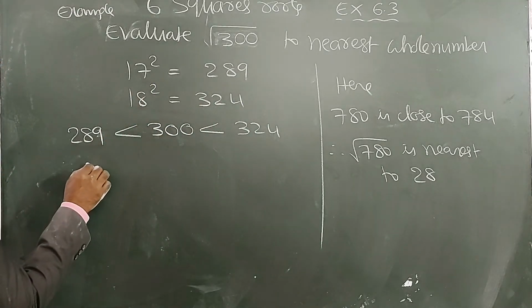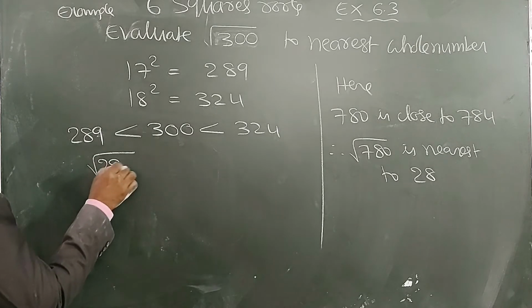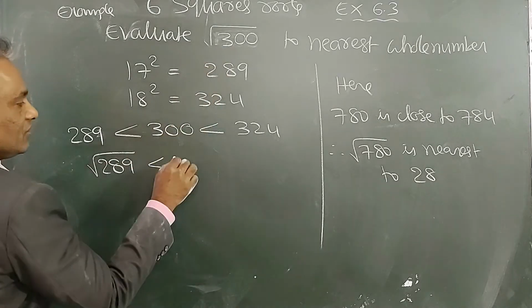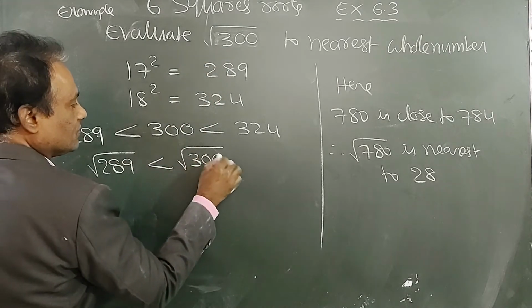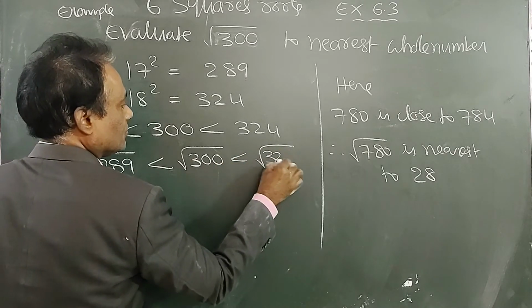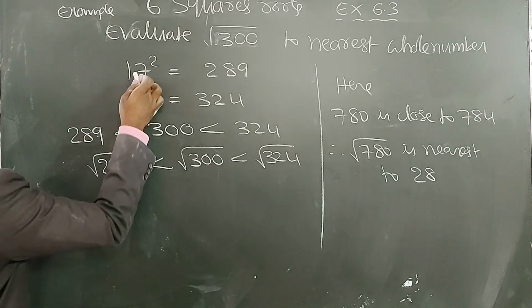So if you apply the square root, because the square root is there, no? Root 289 is 17.